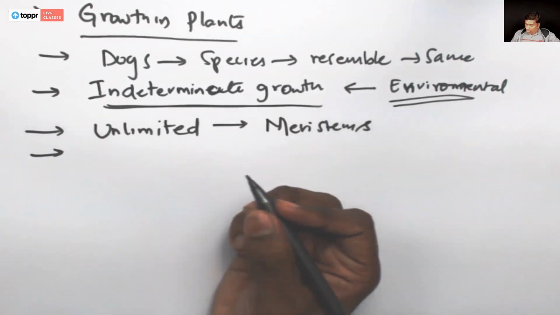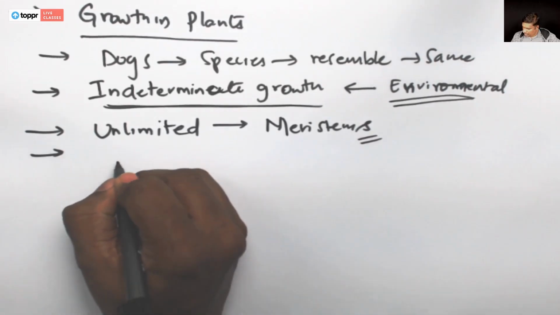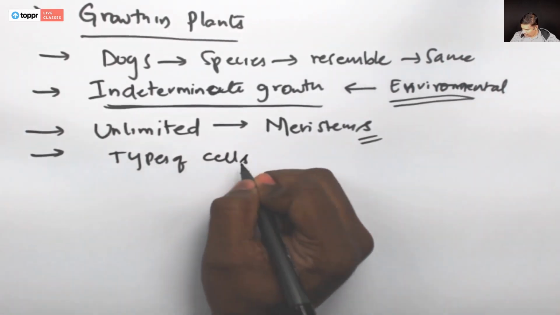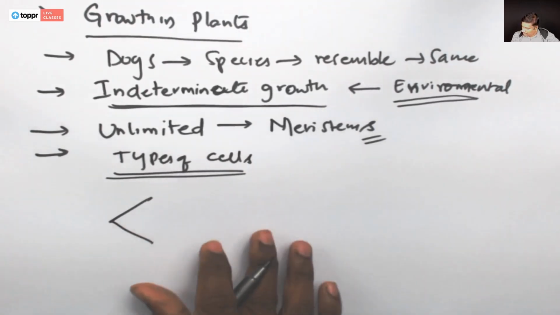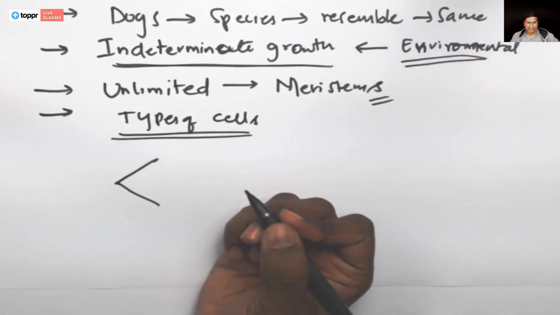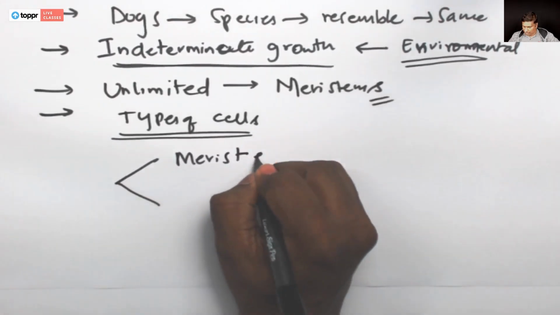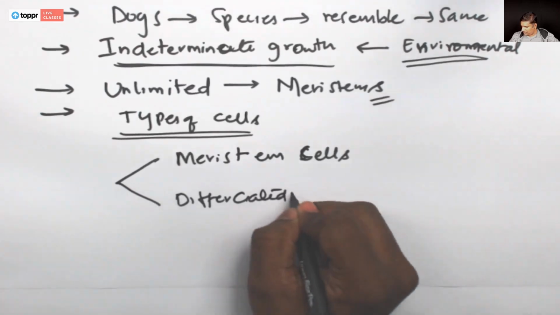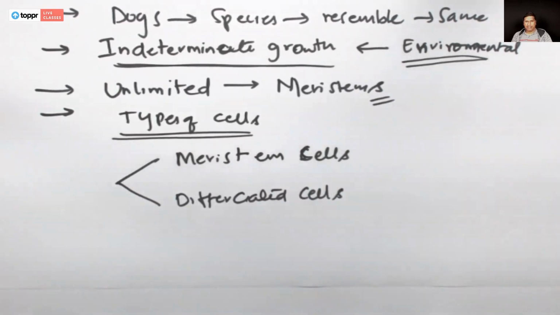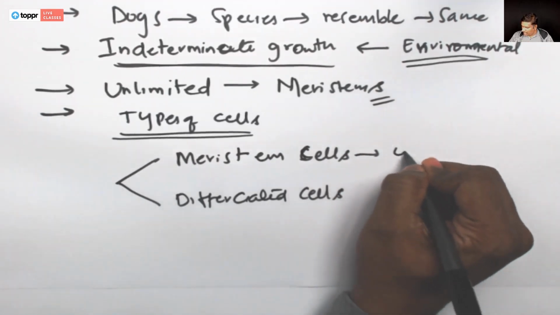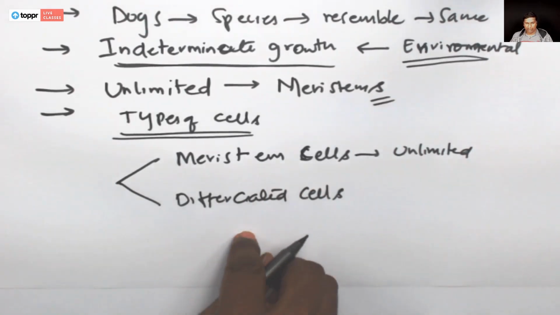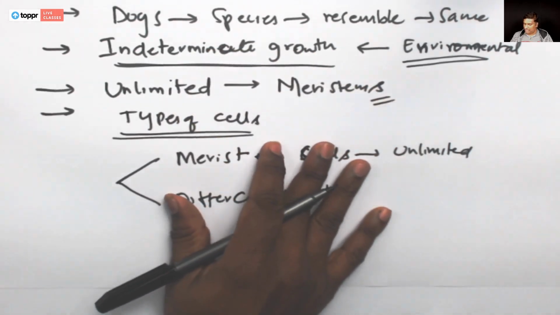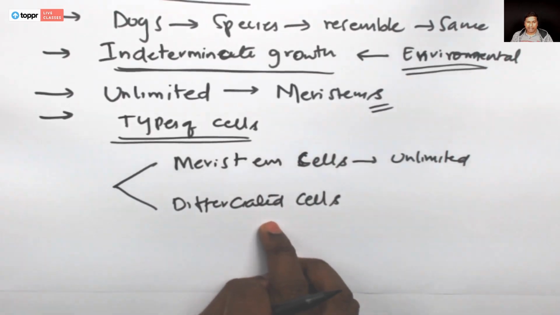Now, the various types of cells in the plants can be grouped into two categories. One is meristem cells and the other is differentiated cells. These meristem cells are the reason why you have unlimited growth, not the differentiated cells. I'll tell you what the difference is between these two. So basically you have two kinds of cells in the plants: meristem cells and differentiated cells.